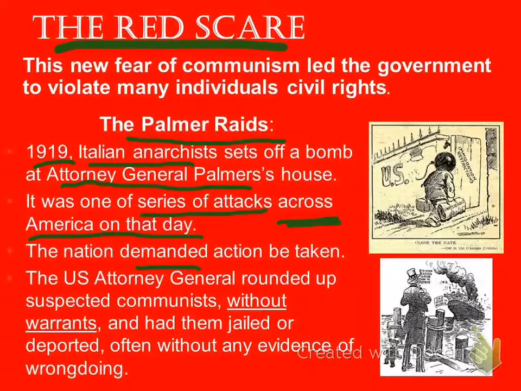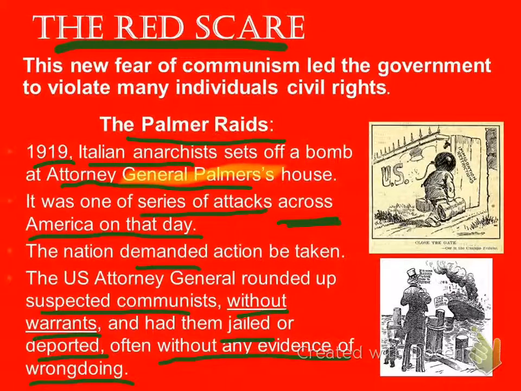The Attorney General, who was, of course, the guy whose house was attacked, rounded up suspected communists without warrants. And that's a key part. He chose as the person to lead this the head of a new government agency. And they carried out the raids. I think we looked at the numbers and the vocabulary terms. About 6,000 were detained and over 600 were deported. Anyway, he had these people who were suspected of being communists or sympathetic to communism arrested and jailed or deported, often without any real evidence of wrongdoing, or without as much evidence as we would really prefer that they have. Okay?